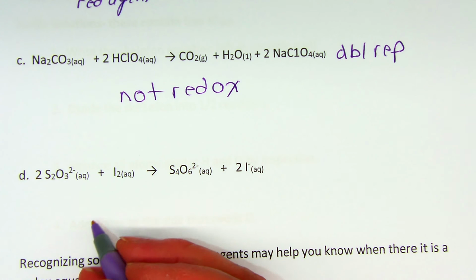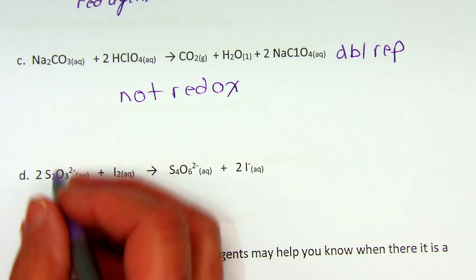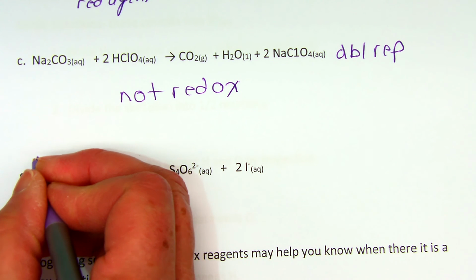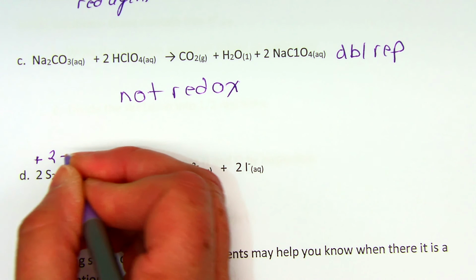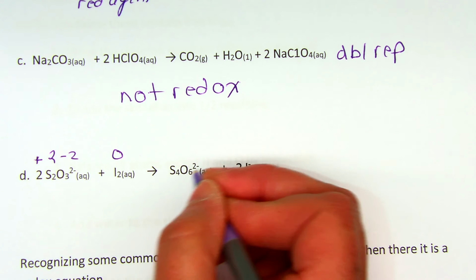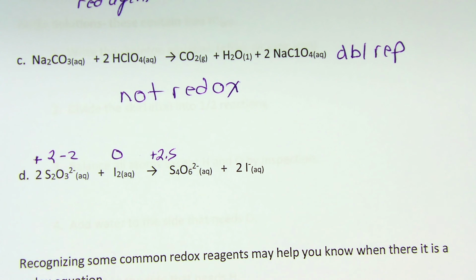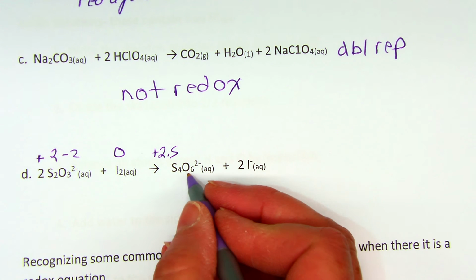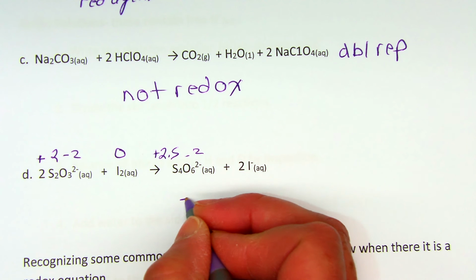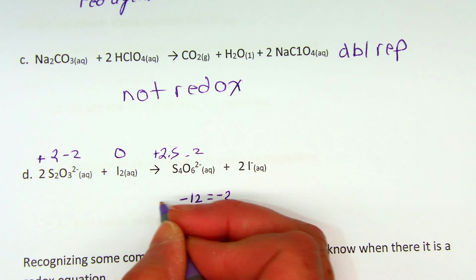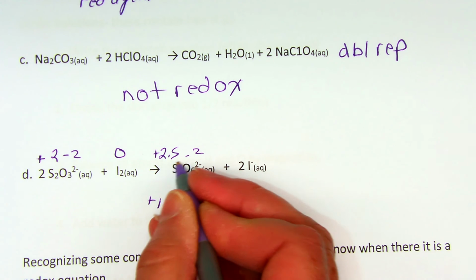Okay, now let's look at this one. We went through and we got sulfur was a +2, oxygen -2, iodine 0, sulfur here +2.5. +2.5, can I have that? No. Sure, why not? For those of you that are sitting there looking at me like, huh? Why not? We know oxygen is a -2, so we get -12 equals -2, so I need 10. Divided by 4 is 2.5.